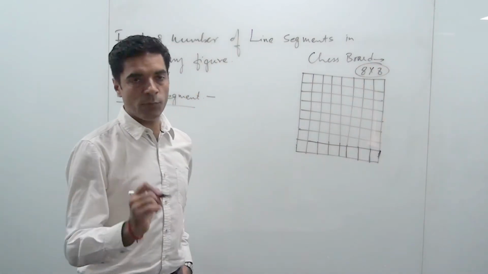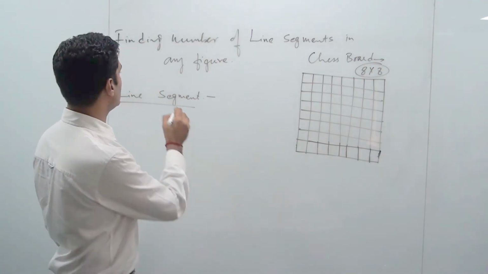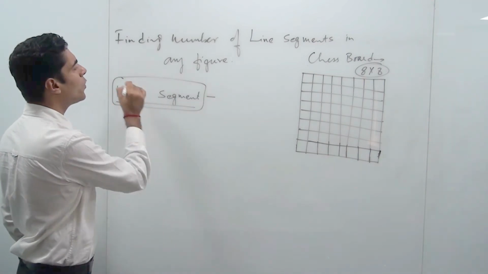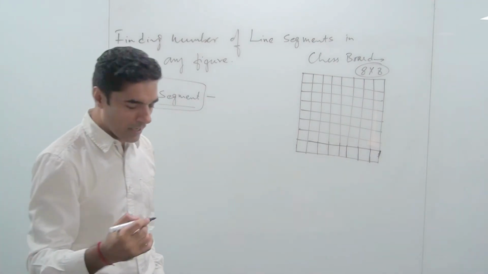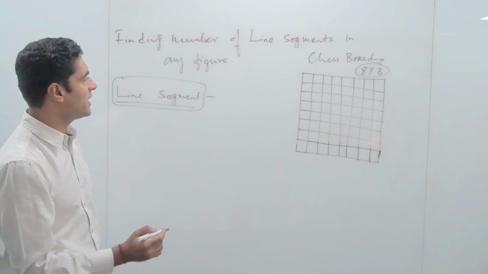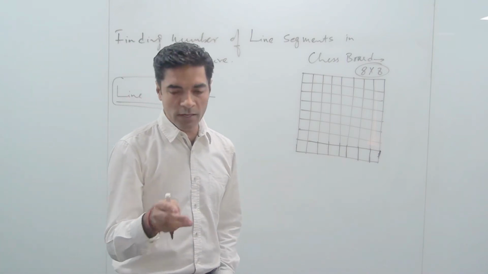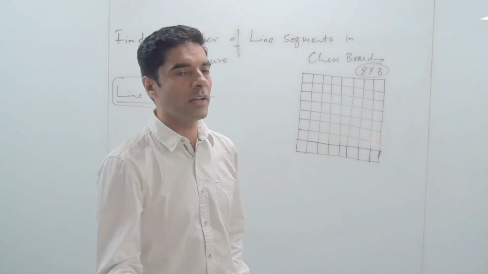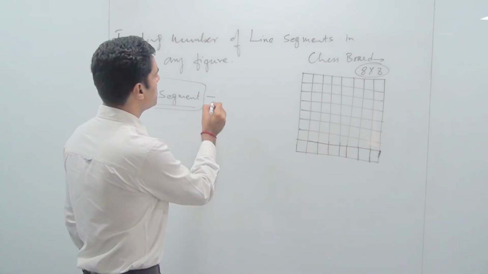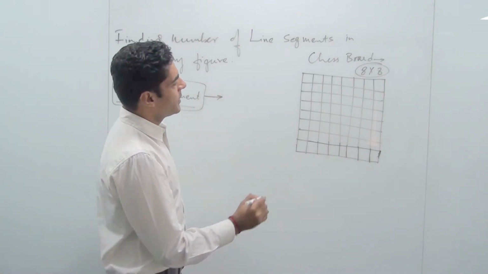And in this chessboard, if we are supposed to find the number of line segments, the very first thing that we need to know is what is a line segment. I hope all of us know that a line segment is a line having two endpoints, or a line between 2 points. That is called a line segment. So let's directly move on to solving it.